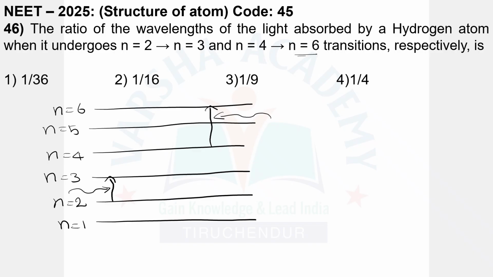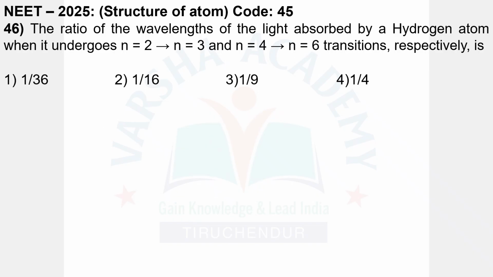Here, what is the question? They are asking for the ratio of the wavelengths. But we cannot directly calculate the wavelength. First we want to calculate the energy difference between the two energy levels. This question belongs to physical chemistry. In physical chemistry, the main thing is the formula. If you know the formulas of all the chapters, we can easily score marks in physical chemistry. So here also we want to know the formula for the energy difference between different energy levels.